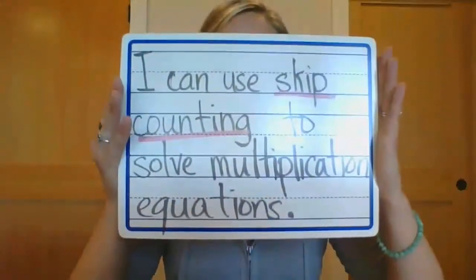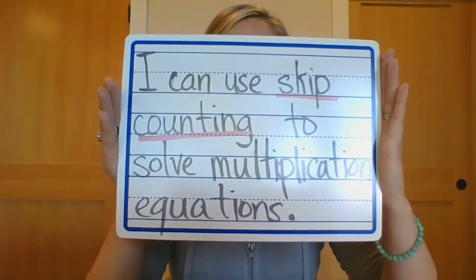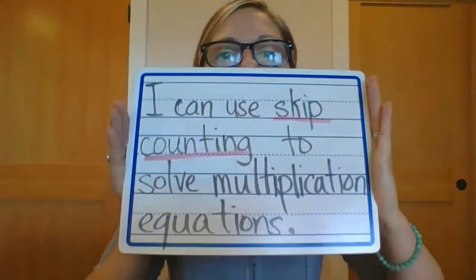So today's strategy is called skip counting. Another way people talk about this strategy is saying we're doing count bys or counting by a certain number. So our learning target today is I can use skip counting to solve multiplication equations. And skip counting really just means we are counting by sort of adding on in our heads. And we're not saying every single number as we count.